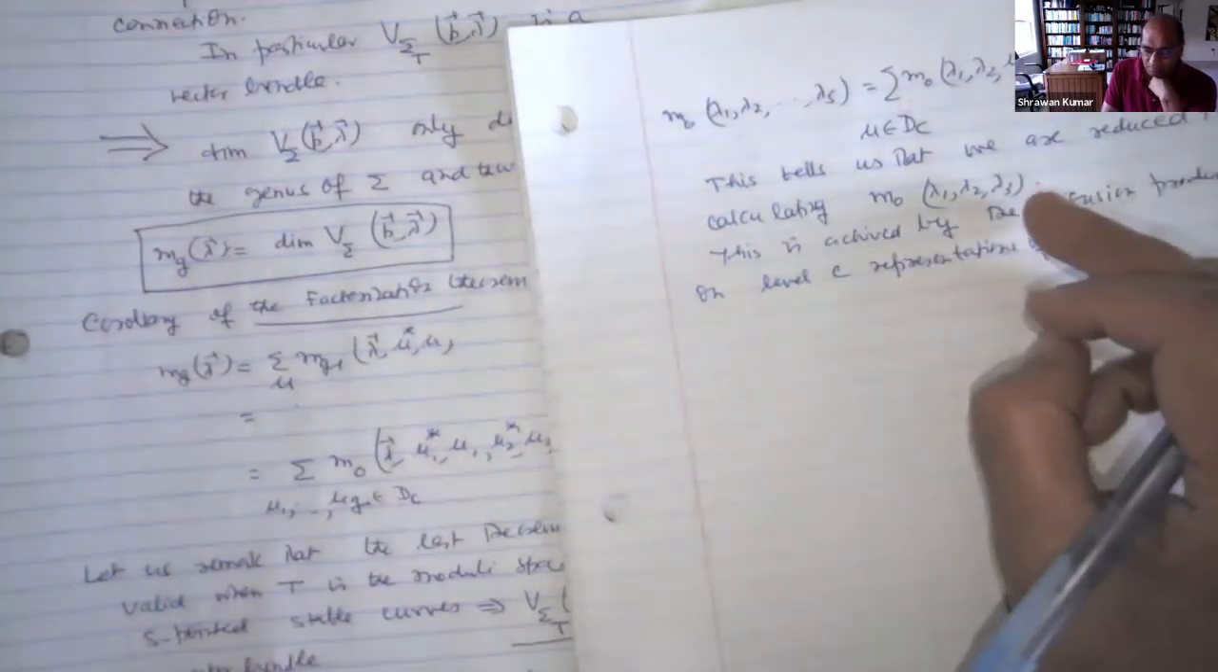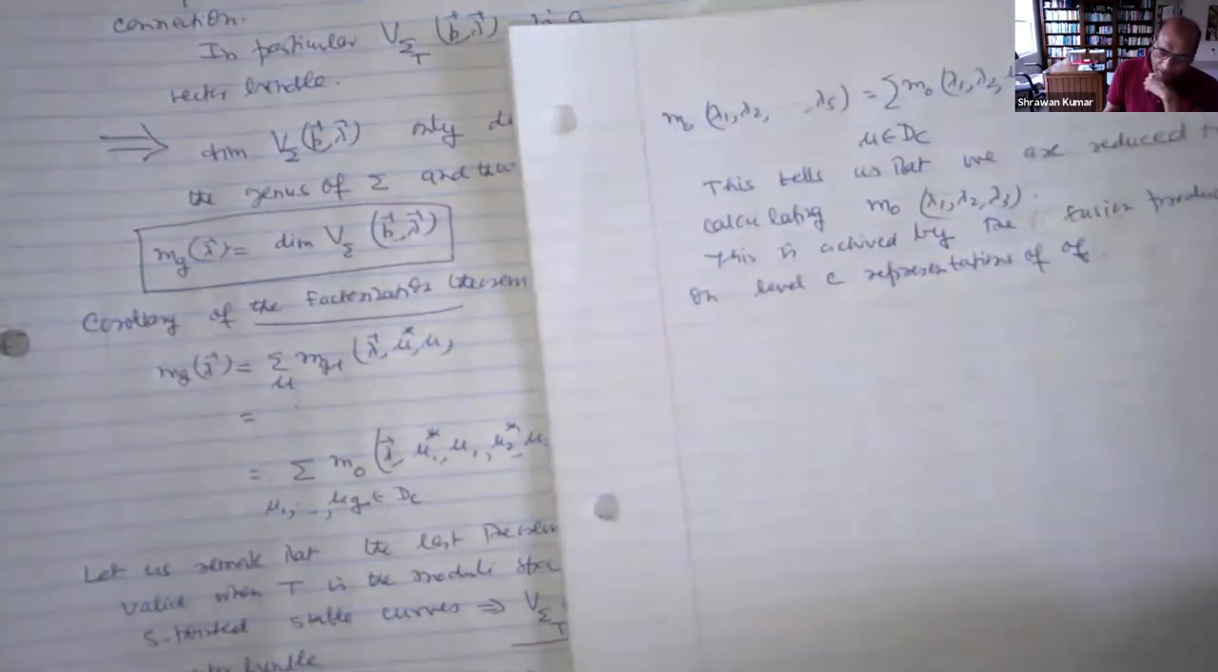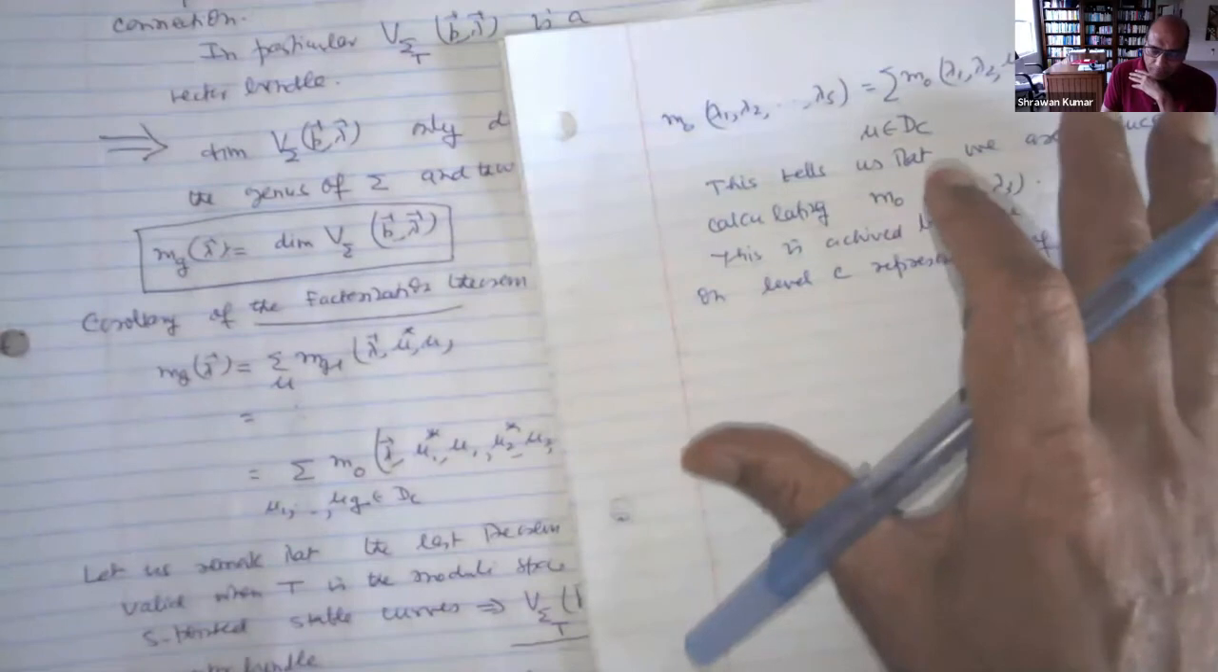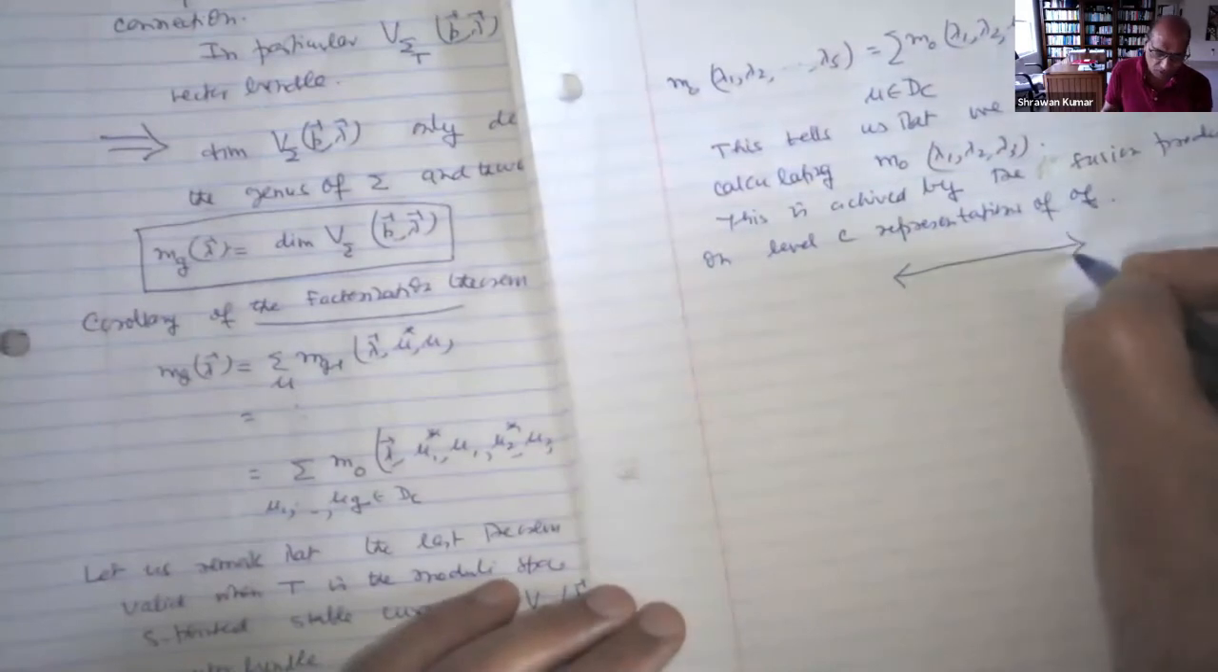So the last step is, by all these results, we have reduced the problem to understanding M0, that means on P1 with 3 marked points. And that problem is solved by using this fusion product on the level C representations of G. And in the end, once we have come to this point, by simple finite group representation theory, one gets the precise formula for the dimension of conformal block for any genus G curve and any weights lambda 1 through lambda s.